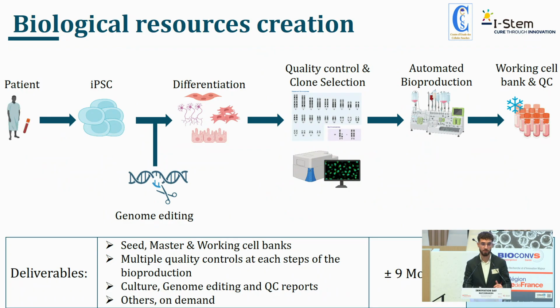The first one is the biological resource creation, starting usually from patient cells that we reprogram to obtain induced pluripotent stem cells. Then we can do genome editing, and then the differentiation part, and we go through quality control, clone selection, and automated bioproduction to obtain our working cell bank. We will also have other cell banks such as the seed and the master cell bank, and multiple quality controls and reports for the culture and the genome editing.